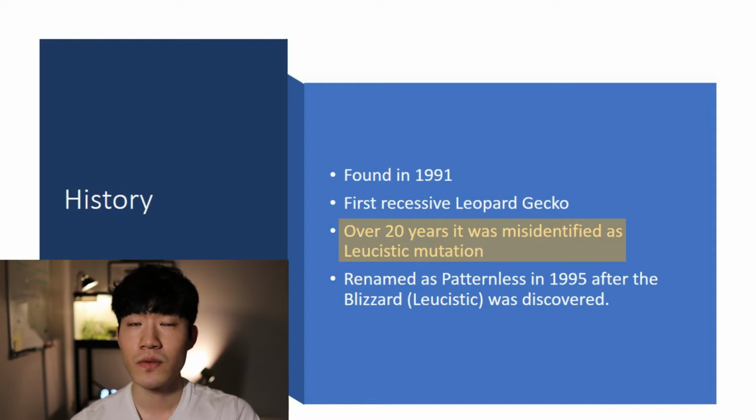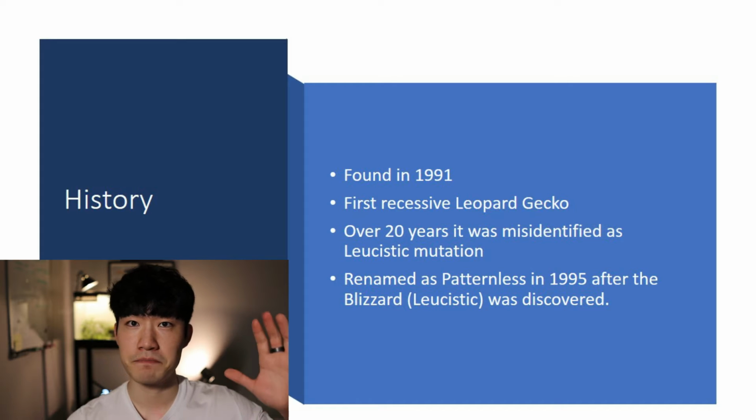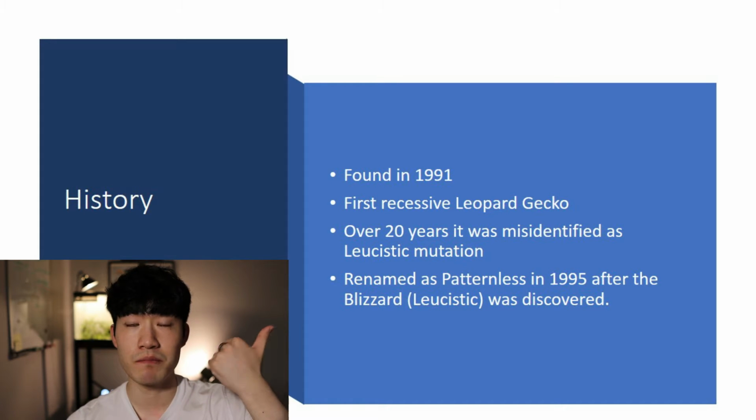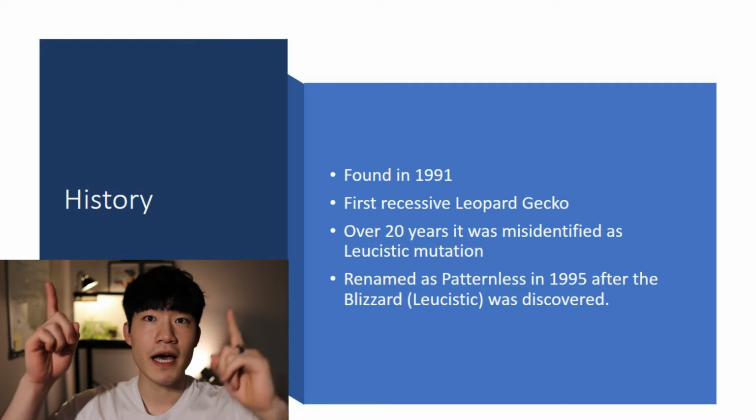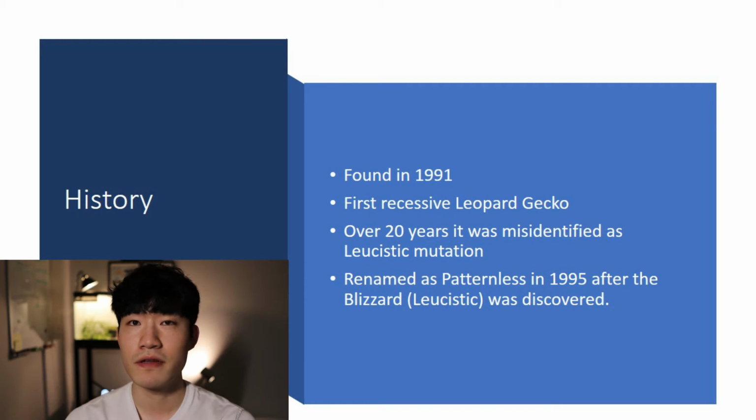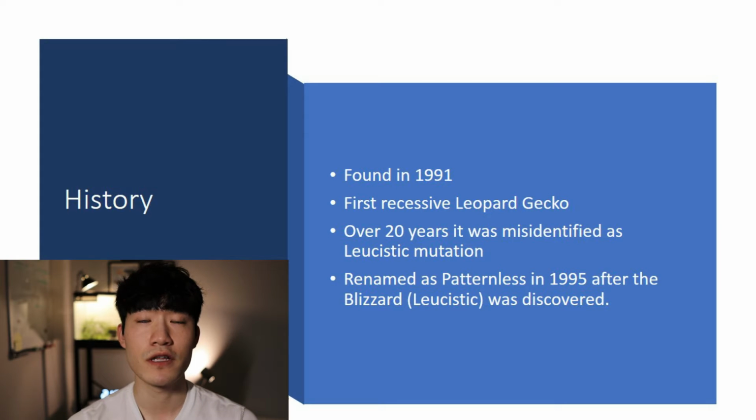Over the 20 years after this morph was found, a lot of people were misinformed and misidentifying it, thinking this was a leucistic mutation. For those who want to know about the leucistic, I have this information in my previous video, the Blizzard Leopard Gecko Morph review. So if you want to learn about the leucistic, click that link somewhere on the top corner. I'll leave it on the top area so that you guys can click that and watch that video. But basically, people thought this was a leucistic back then when they just discovered this morph.